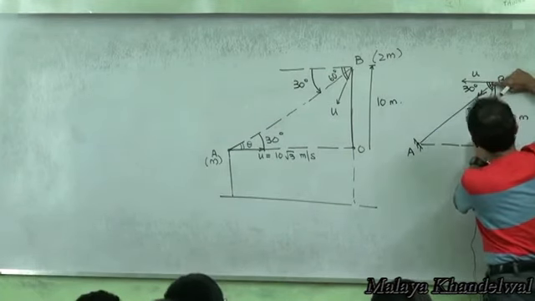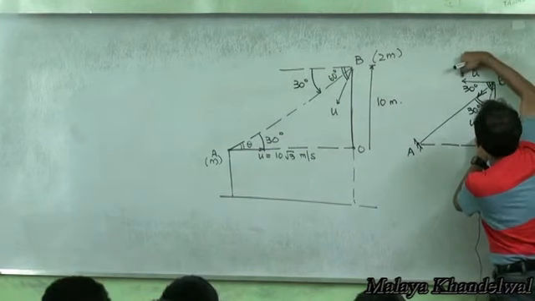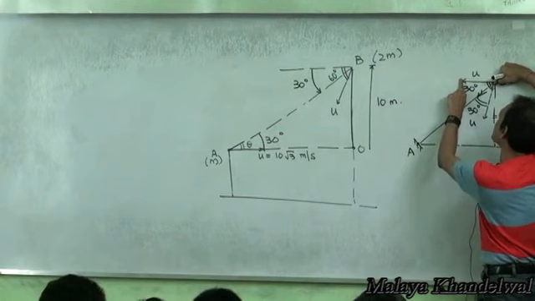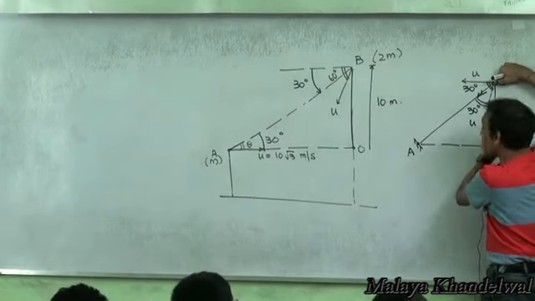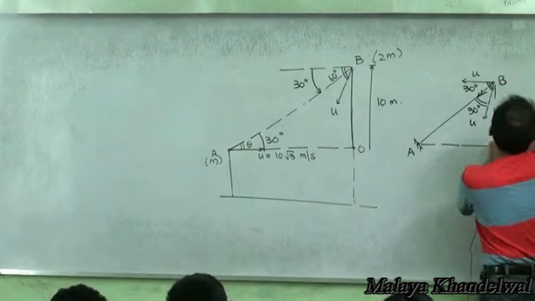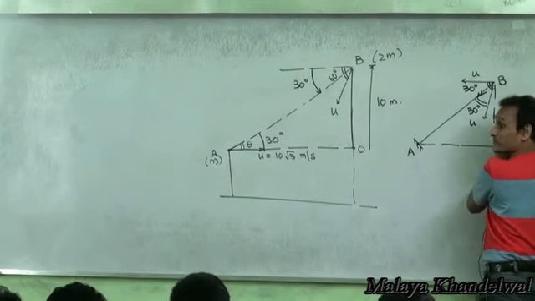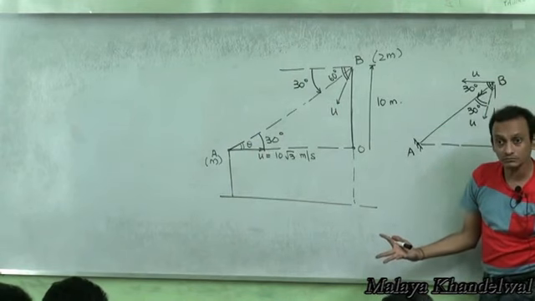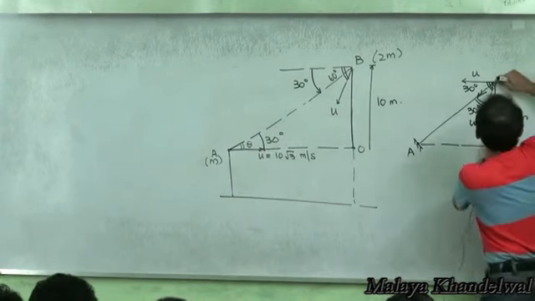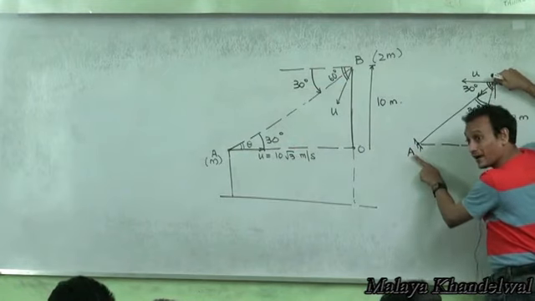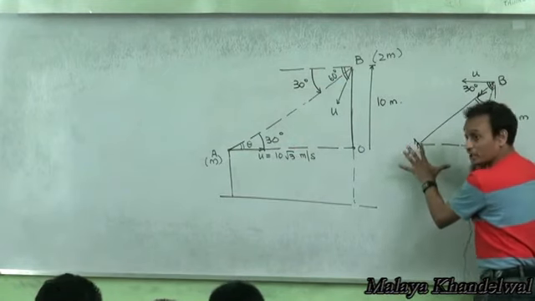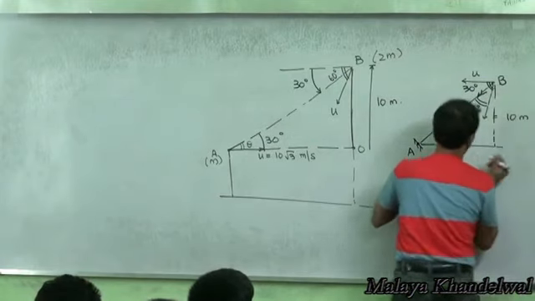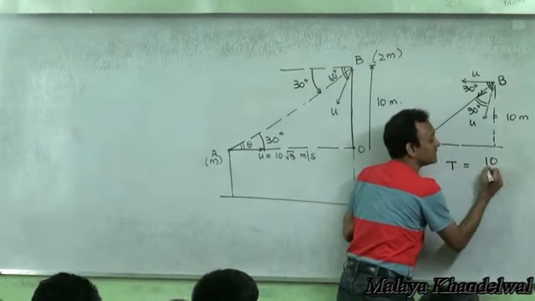The vertical component: this U has no vertical component. This has a horizontal component U cos 60 and a vertical U sin 60. That means U sin 60 is instrumental in providing a vertical displacement of 10 meters when collision occurs. And this U sin 60 degrees remains constant with respect to A, because this is an equivalent situation. Relative acceleration is 0.